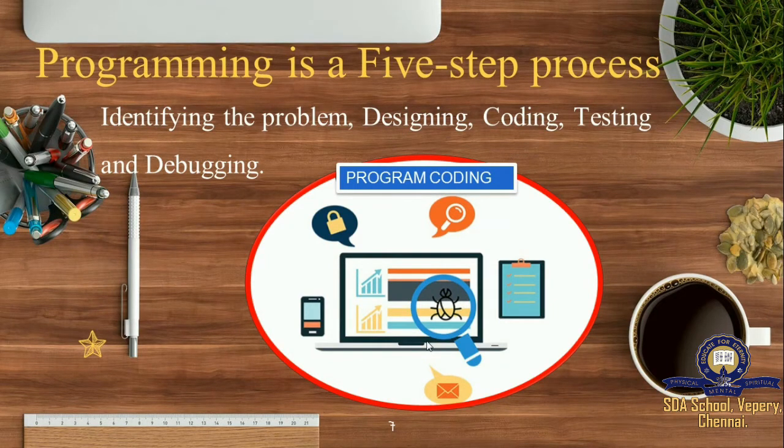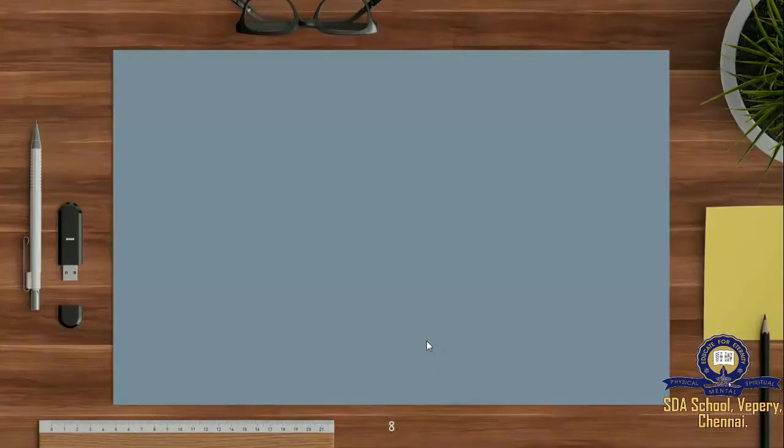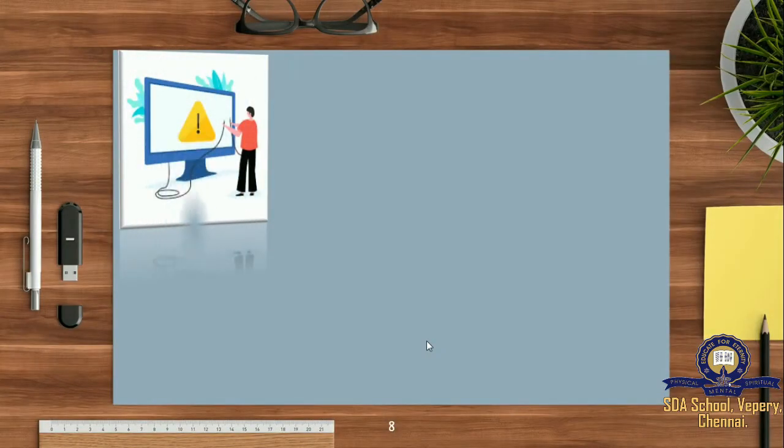For that, we have 5 processes. Only by following these steps do we write a program. So you understood what programming is? Okay. Now I'm going to show you. First, you will identify the problem.